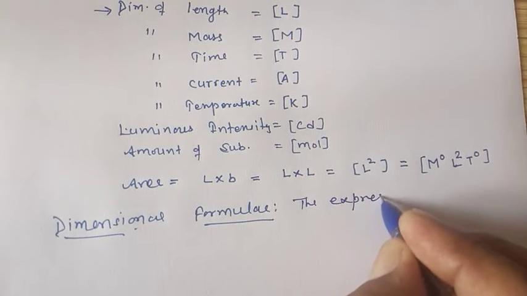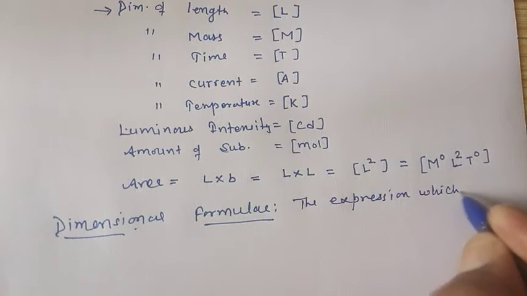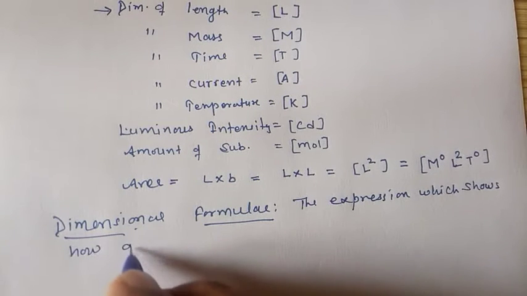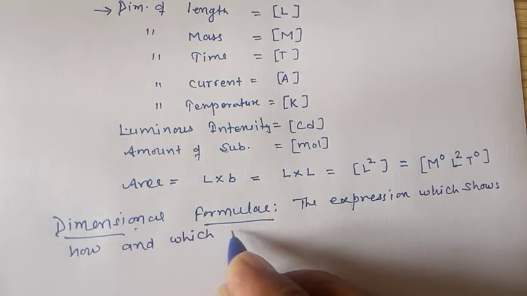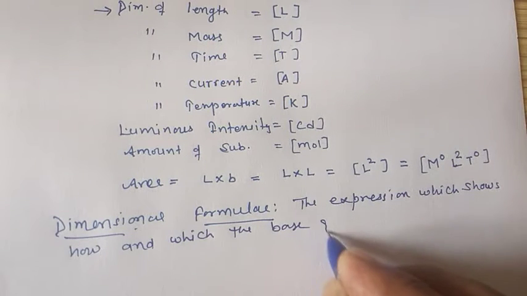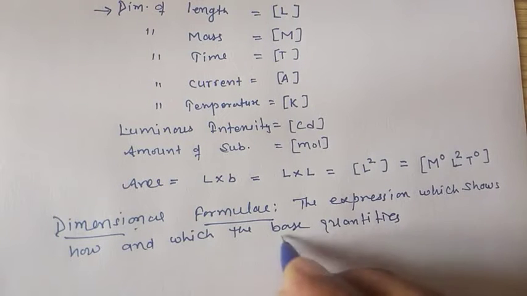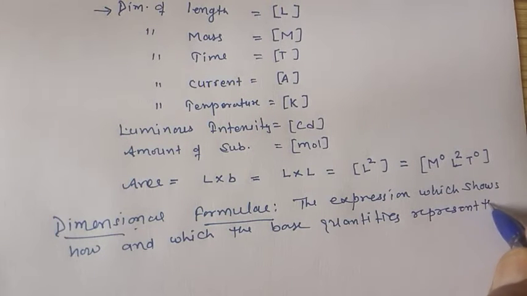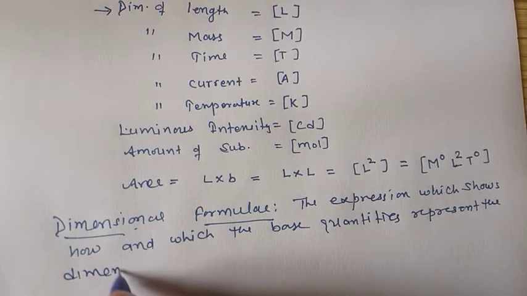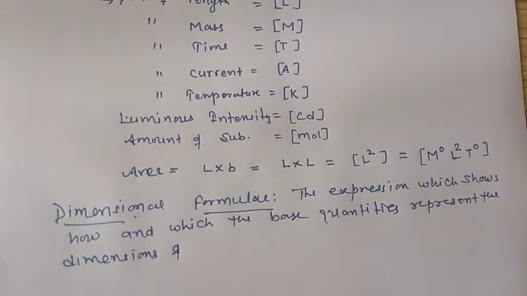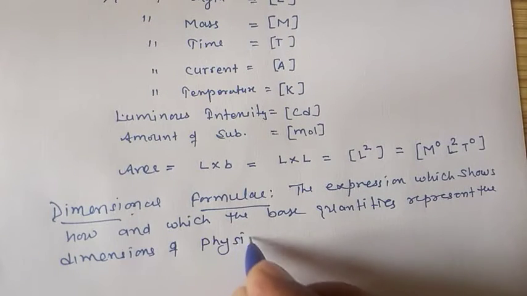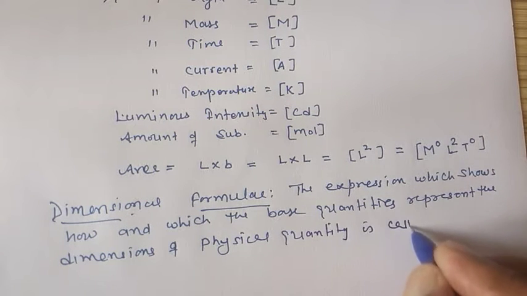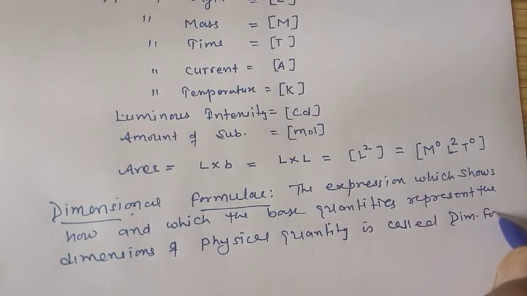So how do we define it? The expression which shows how and which base quantities, or you can say the fundamental quantities, represent the dimensions of a physical quantity is called the dimensional formula.